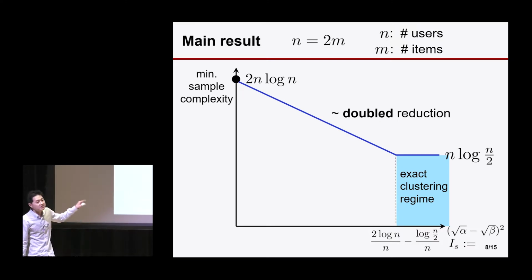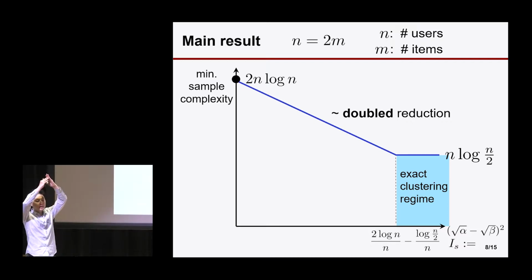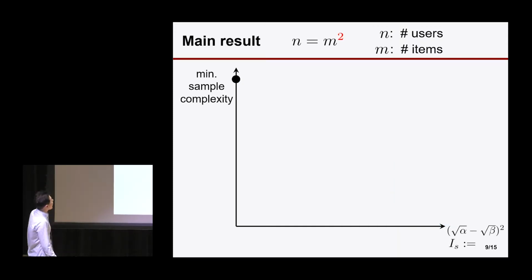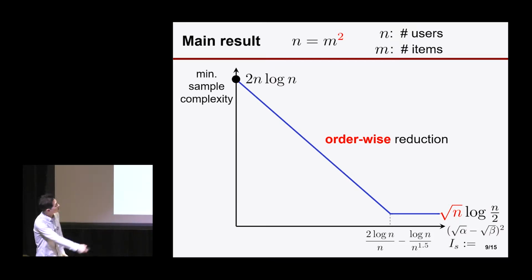But remember that this is a case where n is equal to 2m. Now the question is, what about the general n and m case? It turns out that if the matrix is highly tall, then the gain is much more significant. To see that, let's consider one such setting where n is equal to m squared. In this case, it turns out the slope is much steeper, and the saturating point is now square root of n times log n over 2. So here you can see that the gain is now order-wise. Okay?